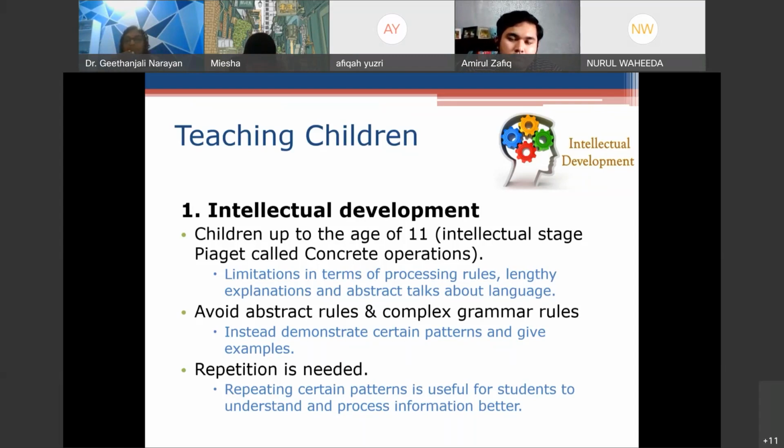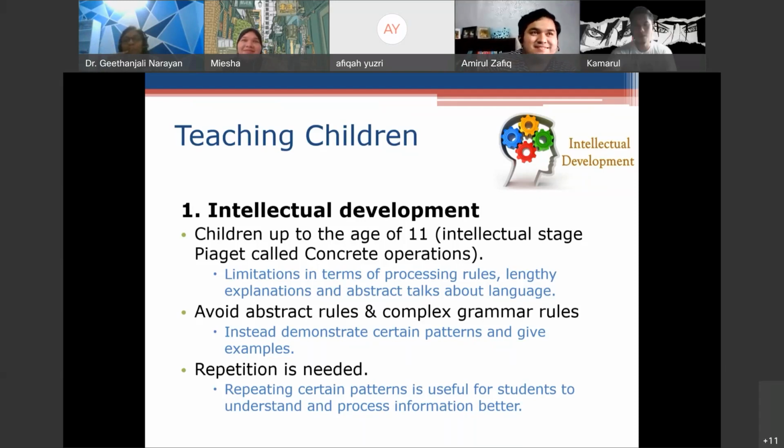How long do you think children's cartoons last? Maximum, the duration for a cartoon, 30 minutes. 30 minutes, minus all the advertisements in between, around 20 minutes. 20 minutes. Okay. So that's all that they can concentrate on.